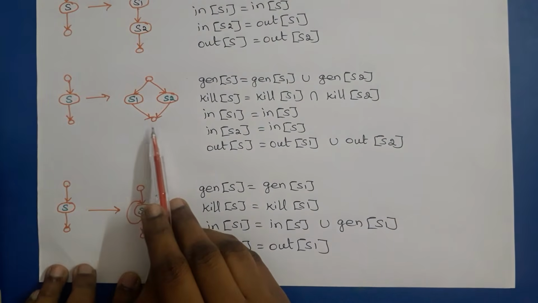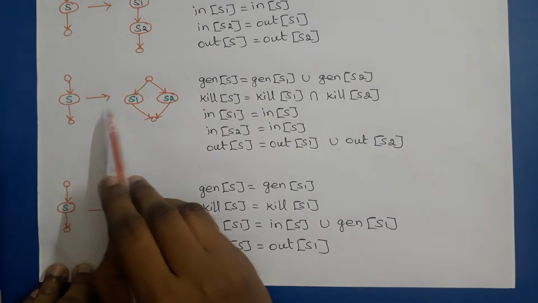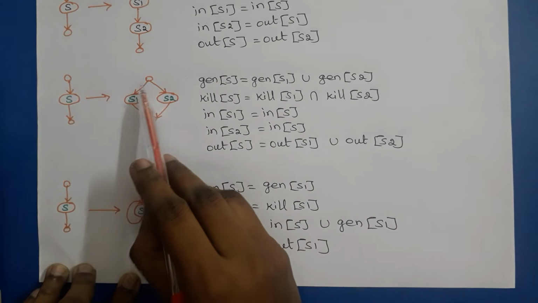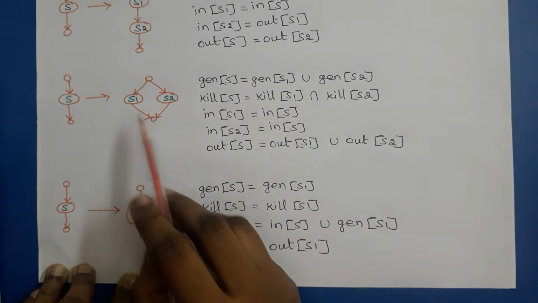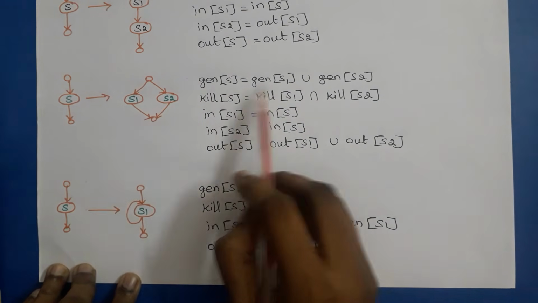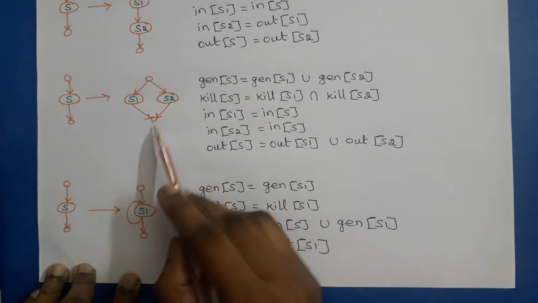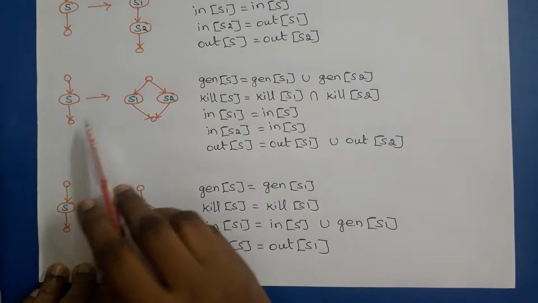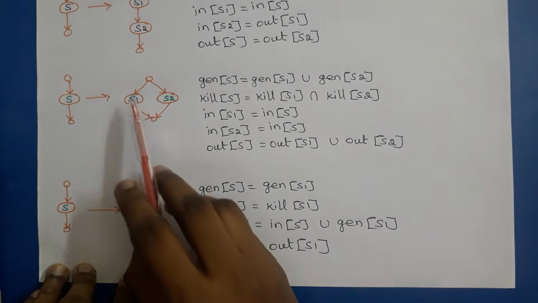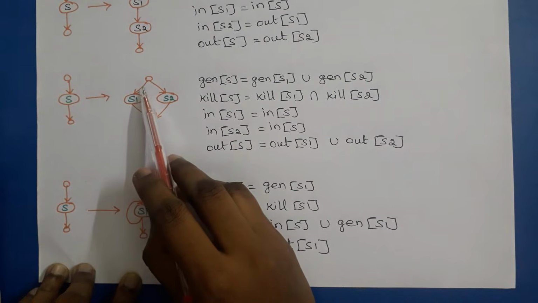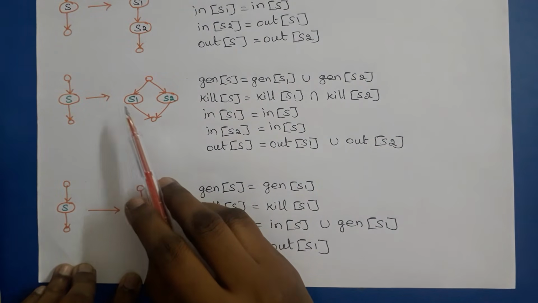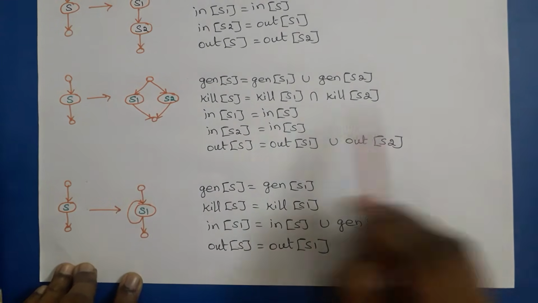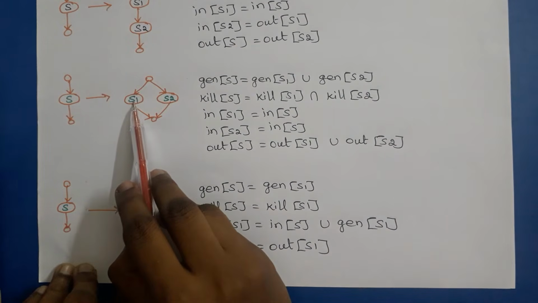Then for the if then else statement, S tends to if E then S1 else S2. Here gen of S means it can follow either this path or this path. So the data flow information generated in this path union this path. So gen of S is gen of S1 union gen of S2. And kill of S is kill of S1 intersection kill of S2, because kill of S1 means all the statements which are killed in S1, and something may be generated in the other branch, so kill of S1 intersection kill of S2 should be performed.